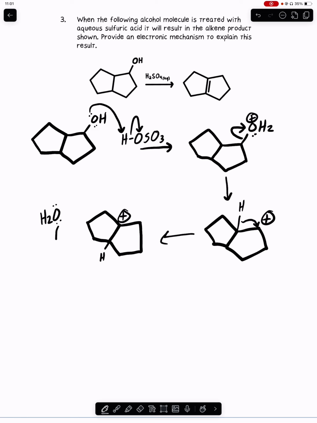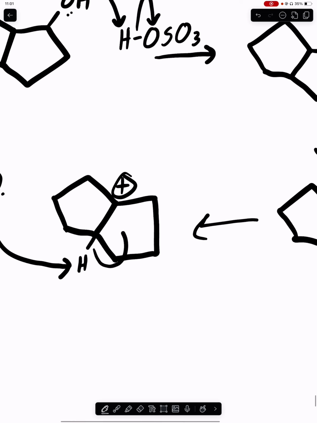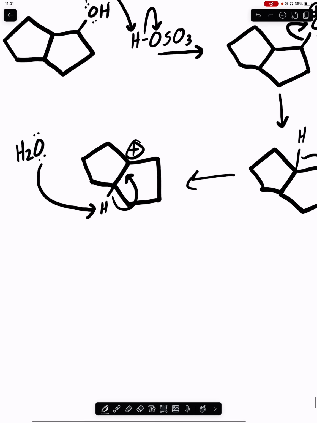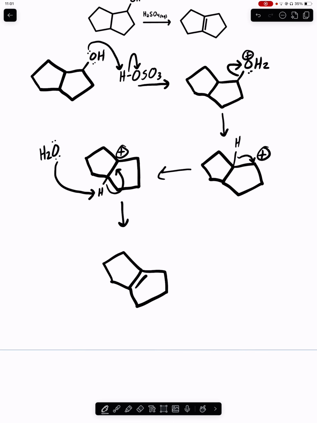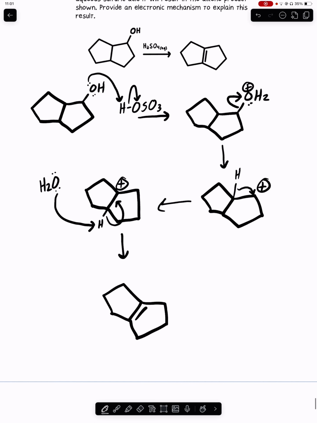I'm just showing water doing it. It's going to grab that hydrogen. Those two electrons are going to move here to form that double bond. And that is going to take us to the product we're being asked for, which is that product right there. So that is a logical mechanism for how this alcohol, when treated with aqueous acid, turned into specifically this alkene.